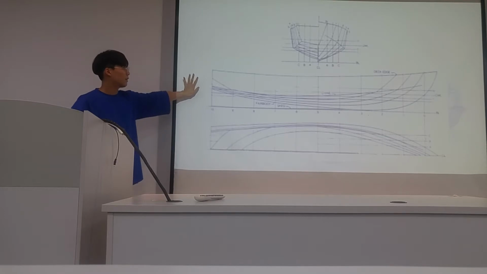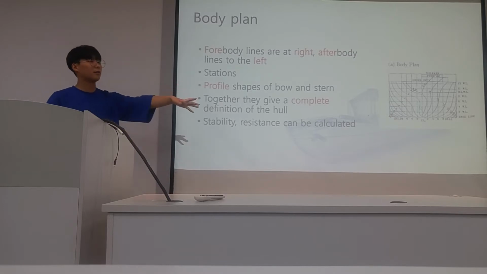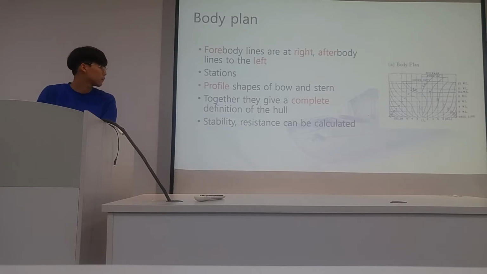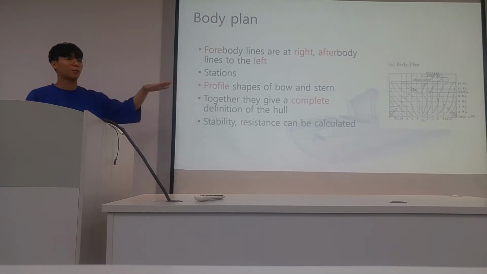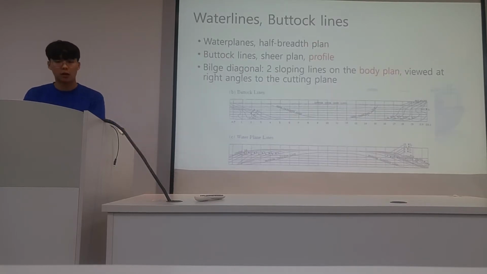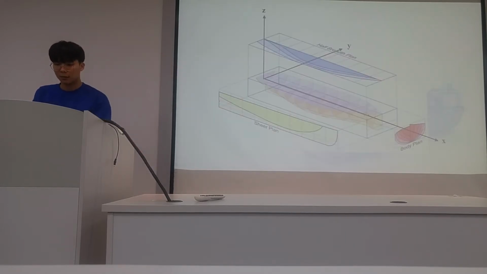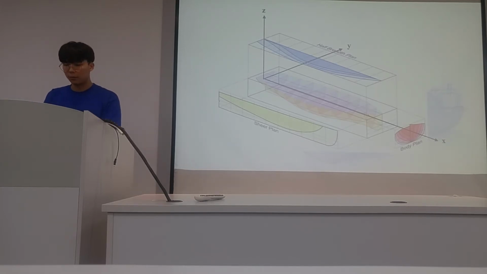And this is the next slide. The body plan has body lines at the right for the front, and after body lines to the left. Each draft is drawn by the depths of water. And these are water lines and bottom lines. Water plane is the half breadth plane, which is the upper side of boats, and the shear plane is the side of the boats.